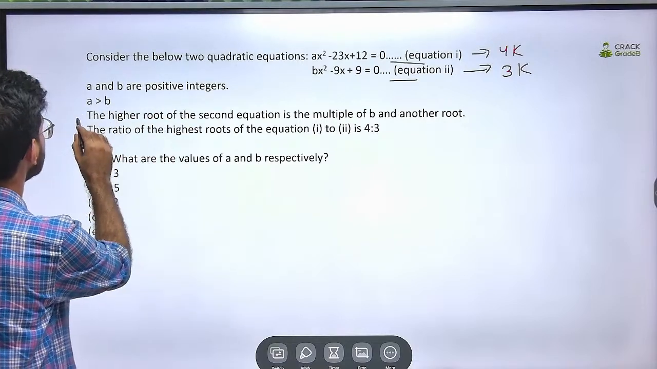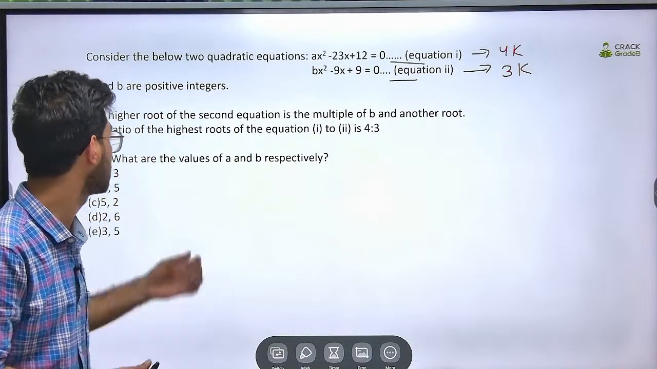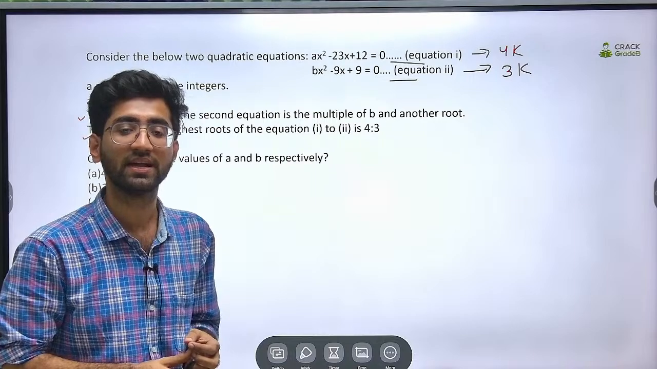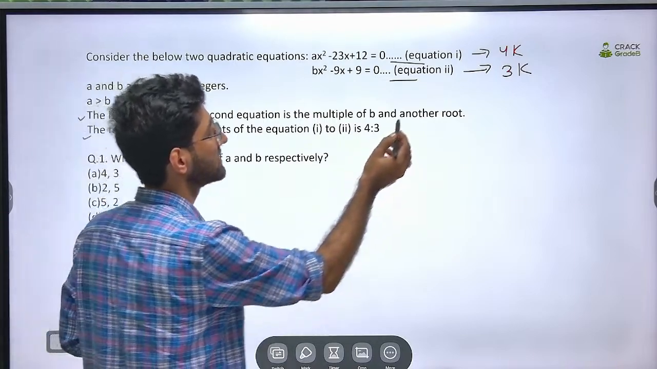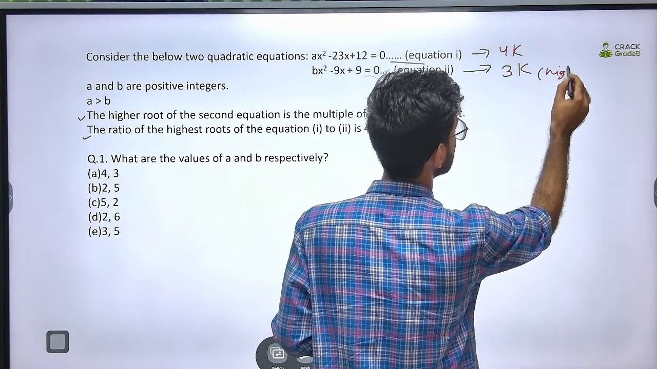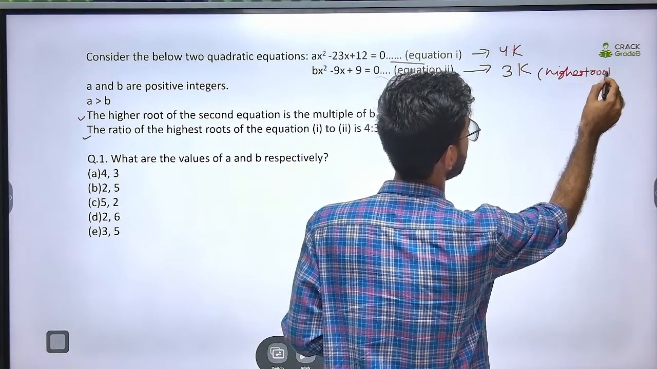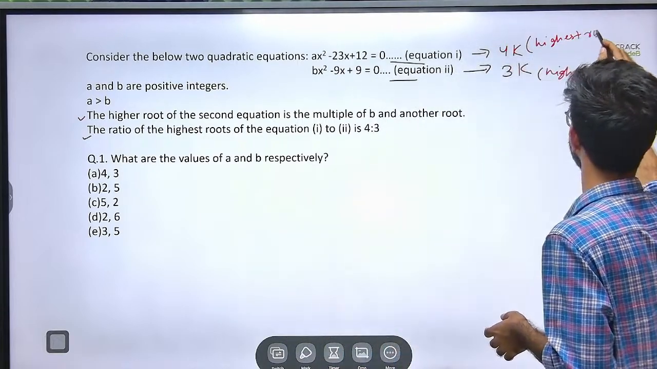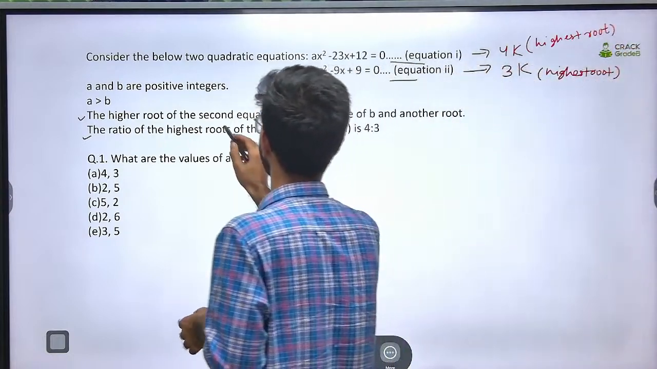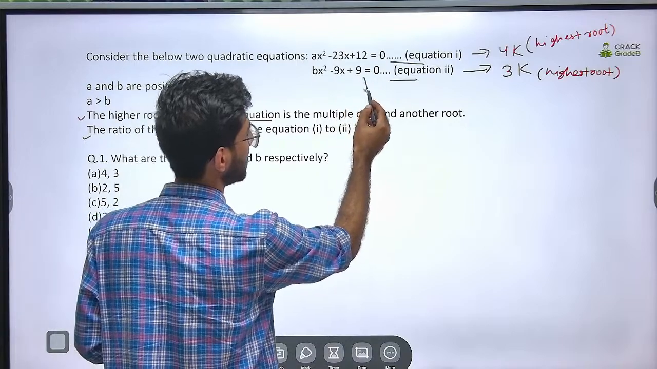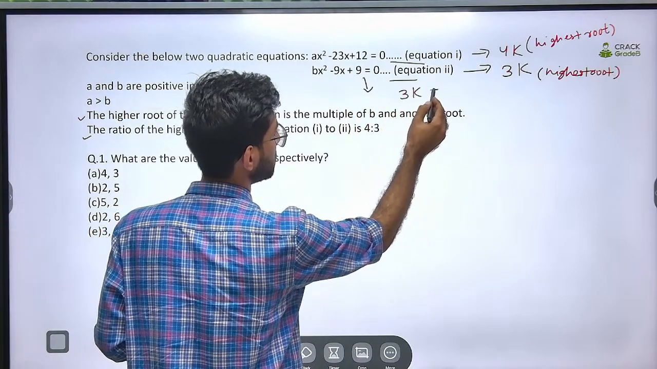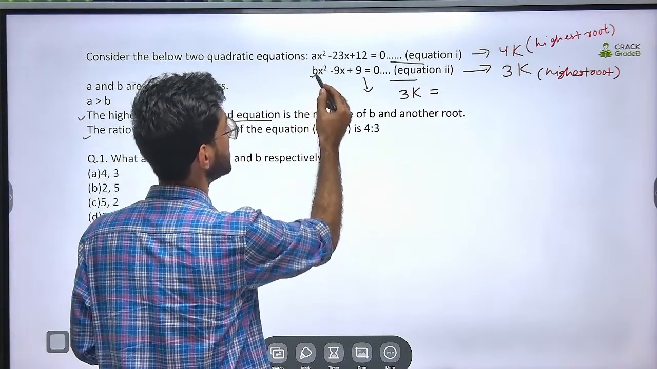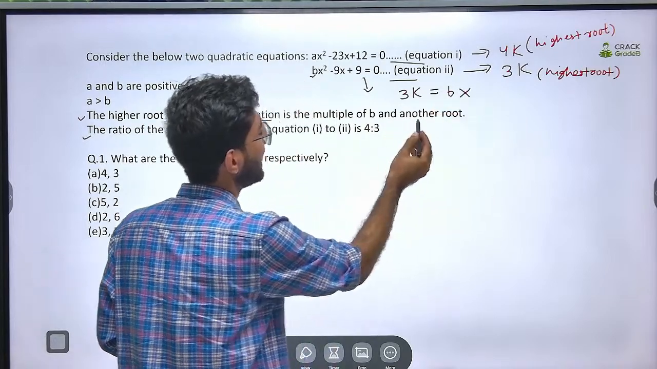Now if you look at the second last line of the question, it says the higher root of the second equation is the multiple of b and another root, right? What does it mean? See, 3k is the highest root of equation 2 and 4k is the highest root of equation 1. We have assumed that 3k is the multiple of b. See, this is b, and this is the multiple of b and another root.